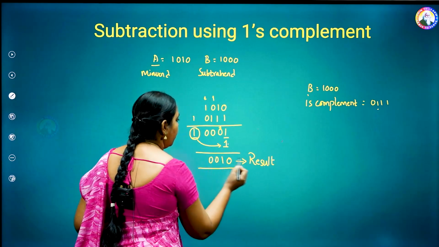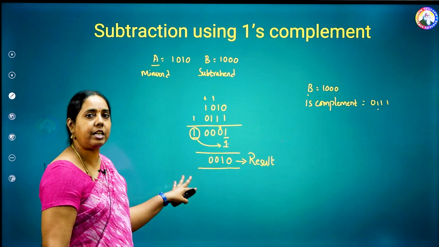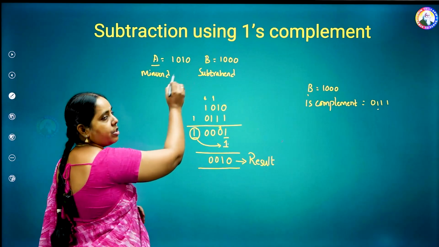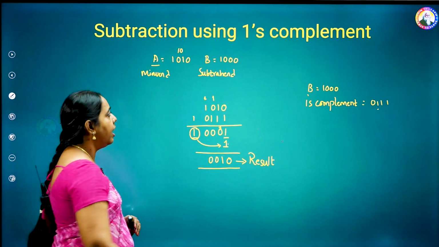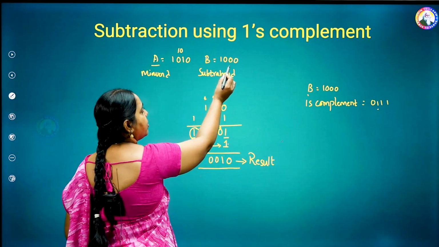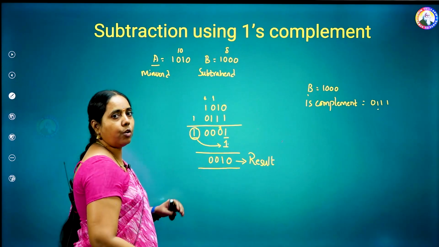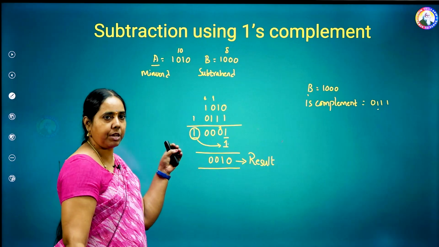So 0 0 1 0 represents the decimal number 2. What numbers did I take? A equals 1 0 1 0, which represents the decimal number 10, and B equals 1 0 0 0, which represents the decimal 8. So 10 minus 8, you know, is 2. The same thing I performed here.